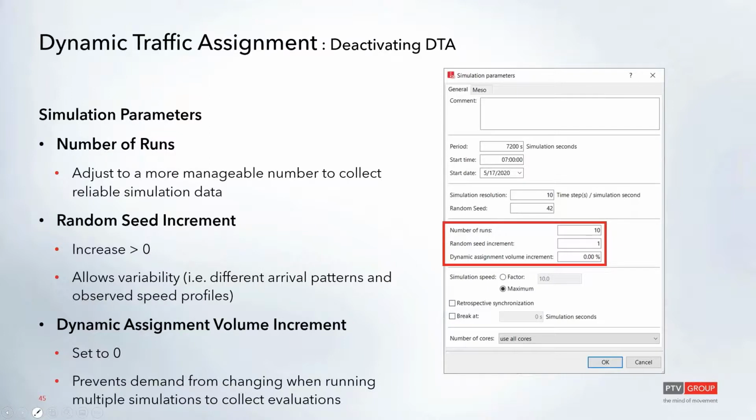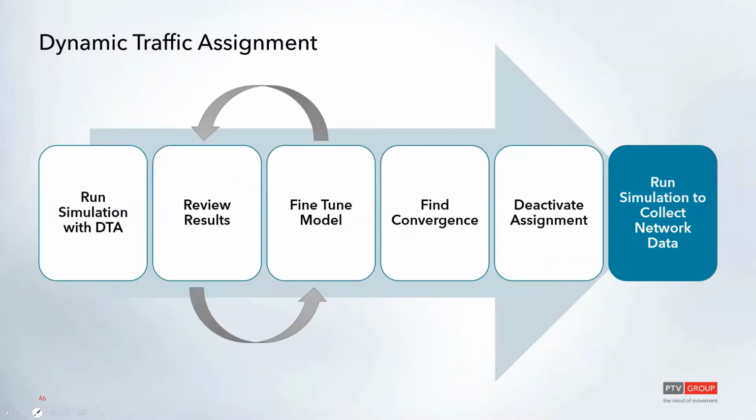And then finally, we'll just want to set that dynamic assignment volume increment back to 0 in order to prevent the demand from changing anymore once we're collecting evaluations. So then at this point, we can go ahead and run the simulation just like you would if you were running a static assignment model, and you can go through and turn on all of your other evaluations and collect your network data.